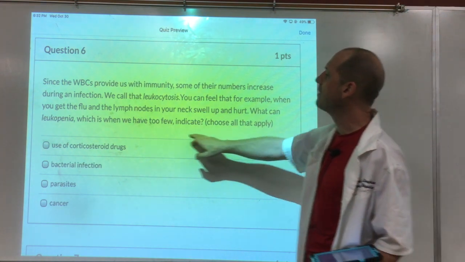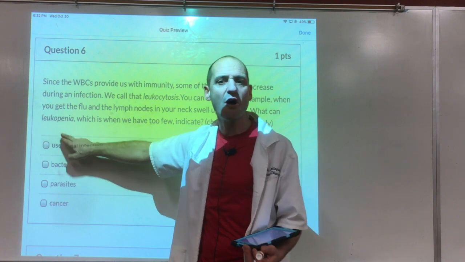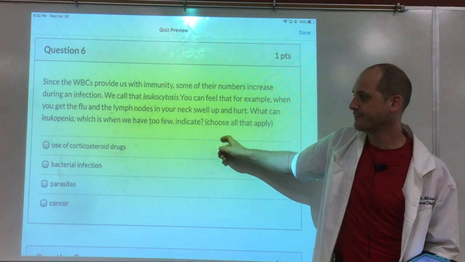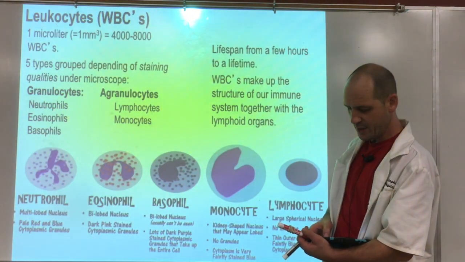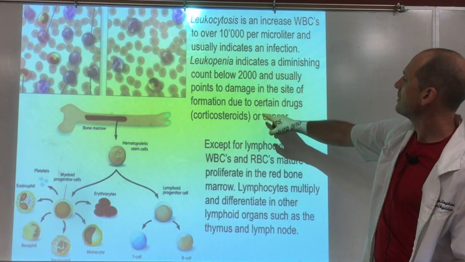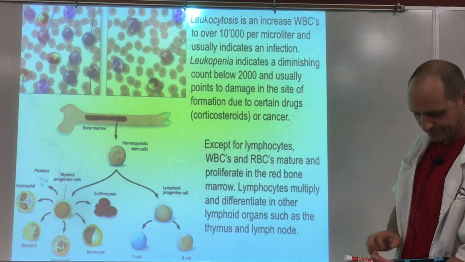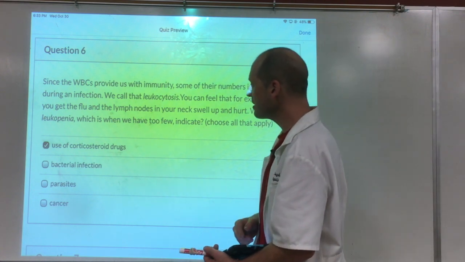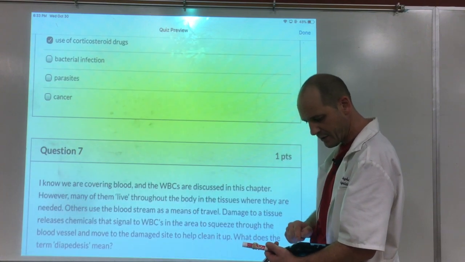What can leukopenia, which means when we don't have enough, penia means little. So that's always when you say penia, you see not enough or something. What could that indicate? Choose all that apply. Leukopenia, usually indicating cancer, drugs. For us, big one. So we got drugs and cancer.